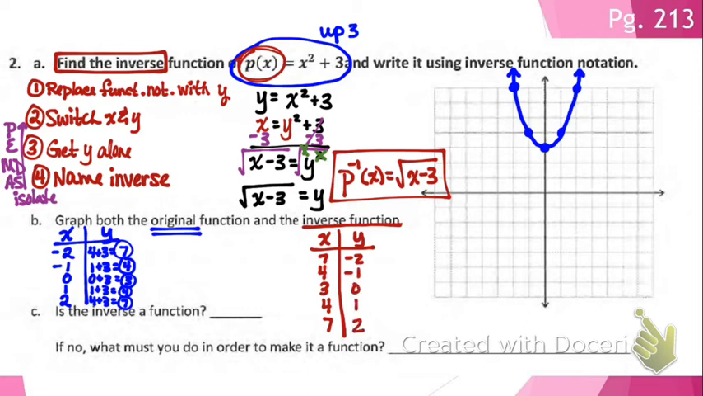Let's go plot those points. 7, -2, 4, -1, 3, 0. Finish plotting these. Okay, so it should look like this right here. So here's our inverse. And here's our original.